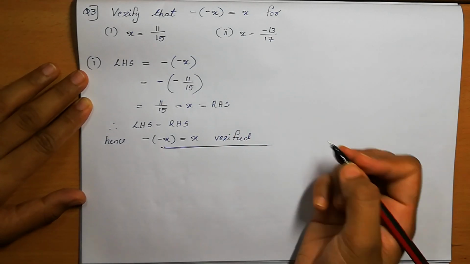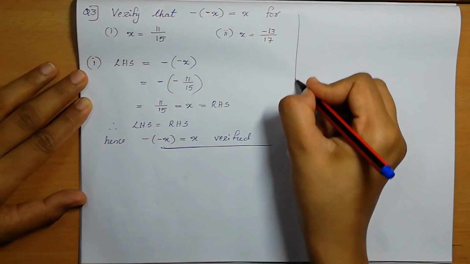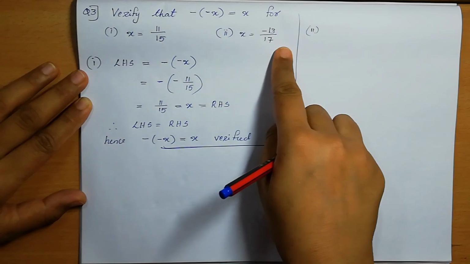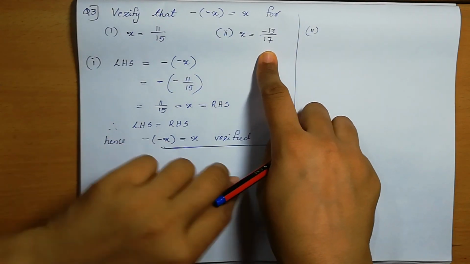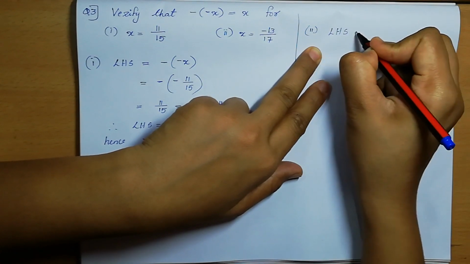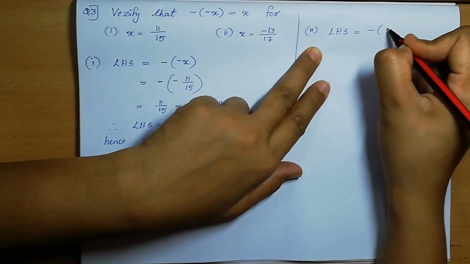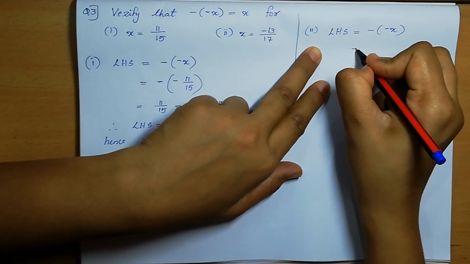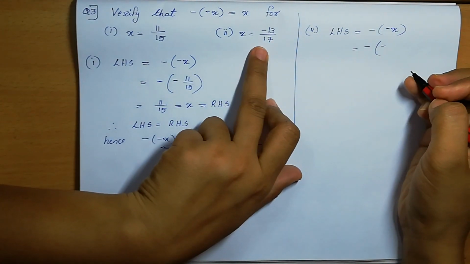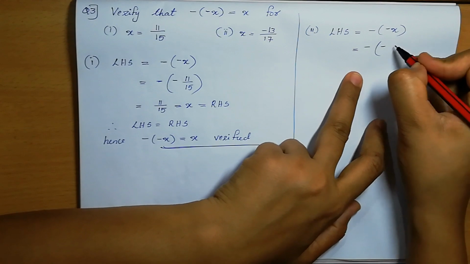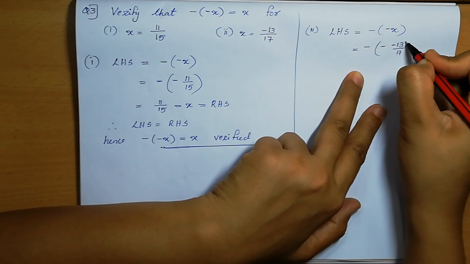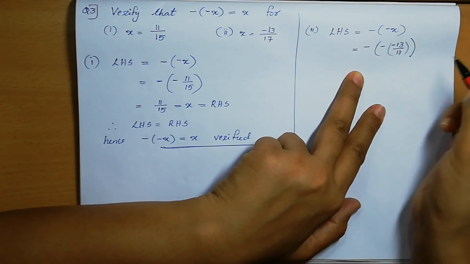Verified we can write. Next, the second part we can do. Second one, x is equal to minus 13 by 17. Here also we can take LHS. LHS is equal to left hand side, equal to minus of x. Here the value of minus x is minus 13 by 17. So again minus 13 by 17. Minus 13 by 17 is the x value.